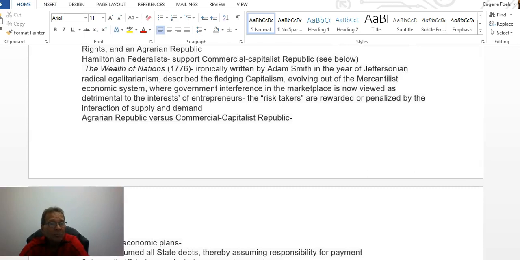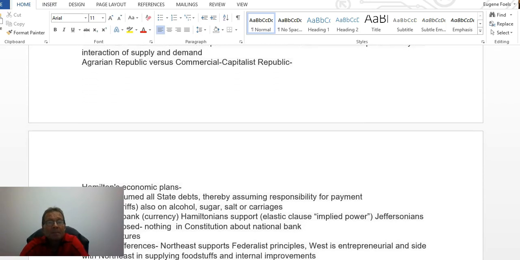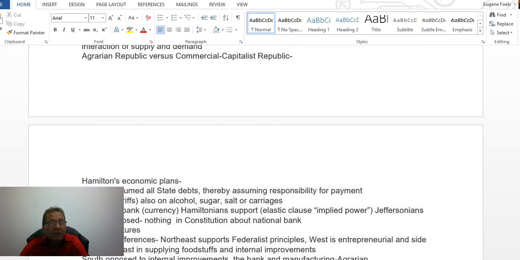You need, according to Mr. Smith, to reward those risk takers or entrepreneurs. And they will be penalized if they don't meet the proper point in supply and demand. And going forward in the 19th century will be these arguments between these two.